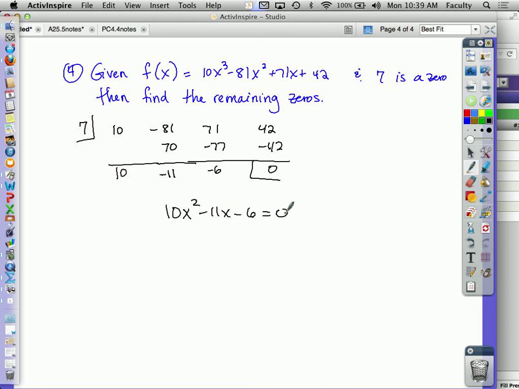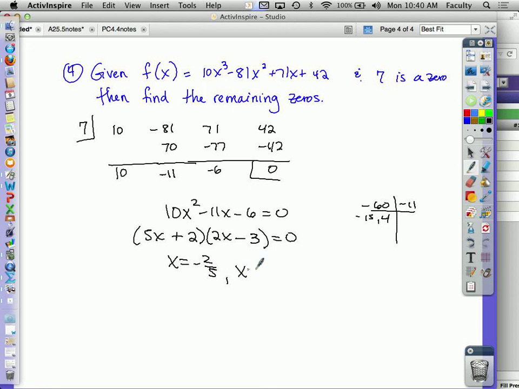Ooh, this one's harder to factor. How about negative 15 and 4? You see, here's my 15x and my 4x. So x is negative 2/5 and x is 3/2.